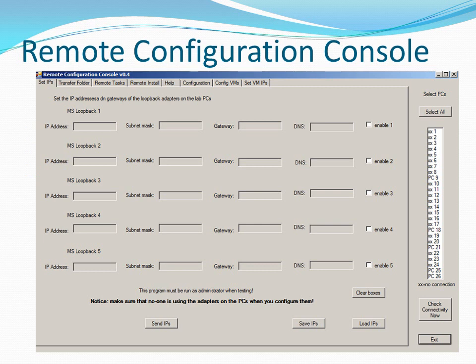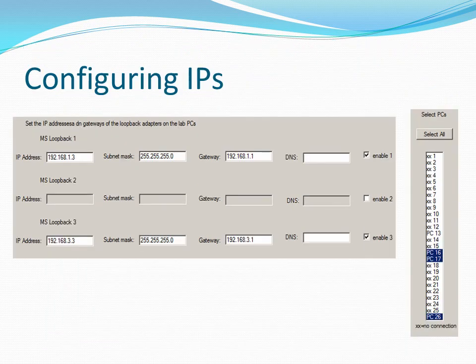So here's what the application looks like. We call it the Remote Configuration Console, and you can see this is the main screen here. We can set up the IP addresses on loopback adapters in the laboratory. Over on the right hand side we've got a list of the computers or PCs in the laboratory. So for example, if we want to configure the loopback adapters, we can load these from a pre-configured file. So we've got the IP address, subnet mask, gateway and DNS server, and we can either enable or disable them. And we can select PCs from a list on the right hand side.